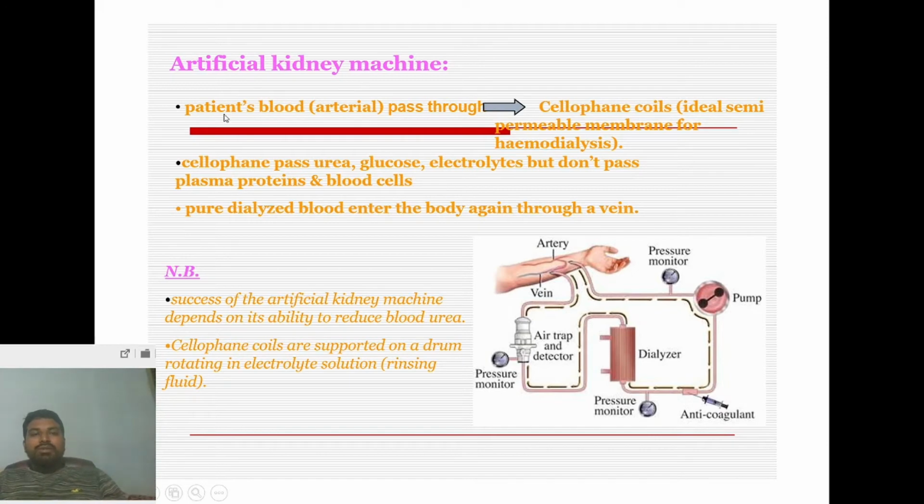This is the artificial kidney machine. The patient's arterial blood passes through cellophane coils, an ideal semi-permeable membrane for hemodialysis. Cellophane passes urea, glucose and electrolytes but does not pass plasma proteins and blood cells. Pure dialyzed blood enters the body again through a vein. The success of the machine depends on its ability to reduce blood urea. The cellophane coils are supported on a drum rotating in an electrolyte solution, the rinsing fluid.